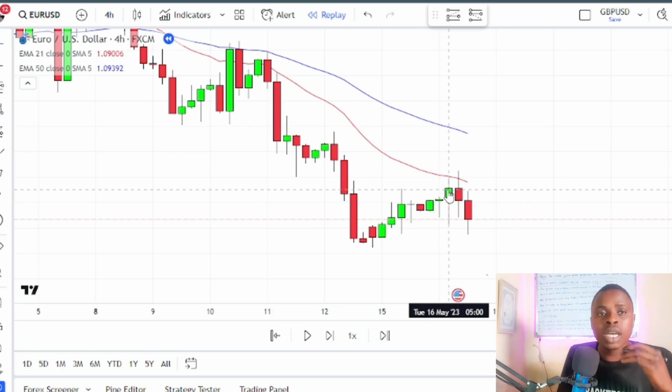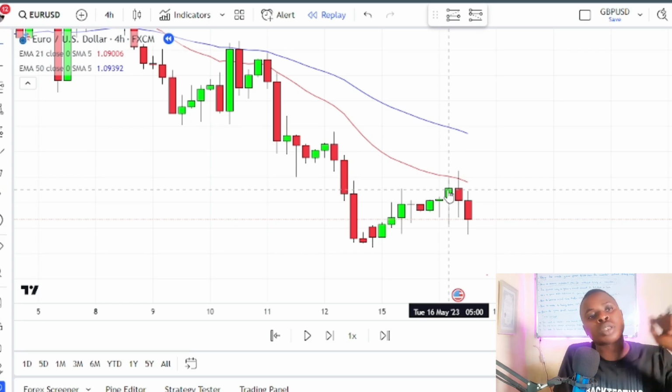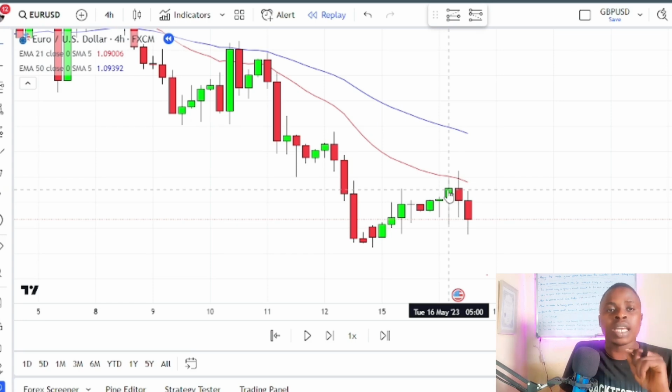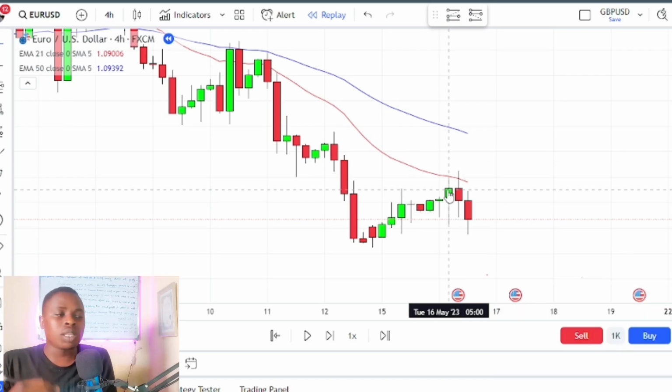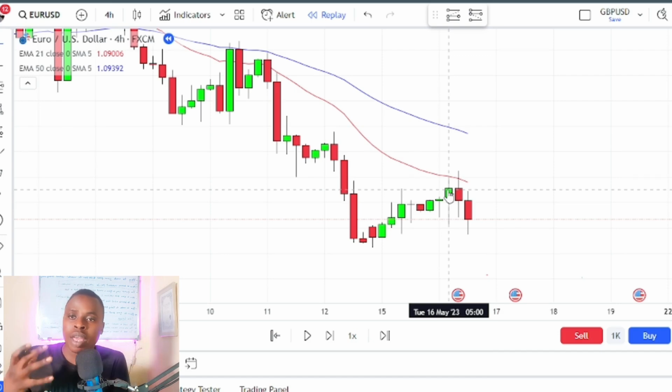I said you want to see the market creating rejection candlesticks. Rejection candlesticks are candlesticks that have got long wicks to either the upside or the downside. You can also look for candlesticks that create a long wick both to the upside and to the downside. And once you see those candlesticks, that shows you a possible shift in momentum in that market. And when that happens, you know that the 21 EMA has managed to work as your area of value.